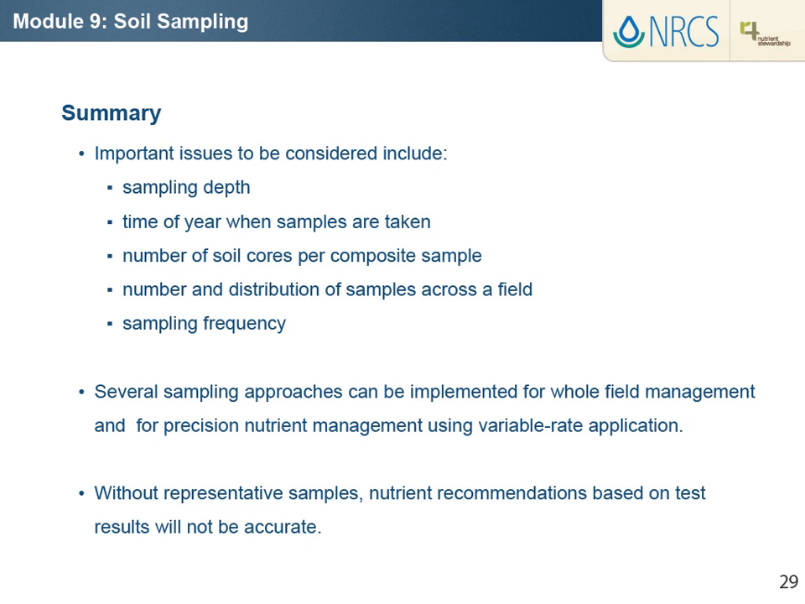Seldom does one single composite soil sample adequately represent an entire field. With current technologies, sampling approaches can be implemented that are useful for precision nutrient management using precision agriculture technologies such as GPS and variable rate application. To guide more precise fertilizer applications in order to optimize the profitability of nutrient management or to address environmental concerns, entire fields can be divided into smaller areas and sampled accordingly.